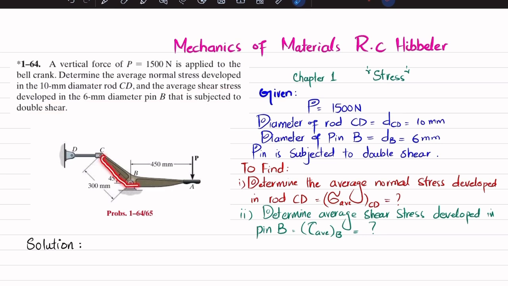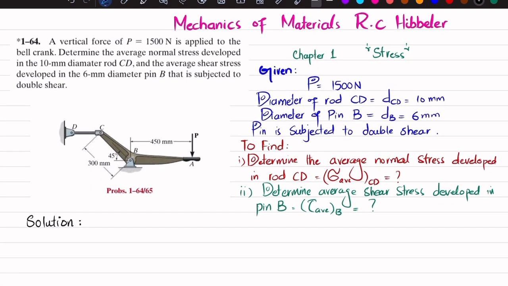So you can see this is the bell crank, which is applied a load of 1500 Newton, and this is the rod CD, which is used to support this bell crank. And there is a pin support at point B. This pin has a diameter of 6 mm, while the rod CD has a diameter of 10 mm. So you have to find the average normal stress in CD, and the shearing stress in the pin. So let's start with the solution.